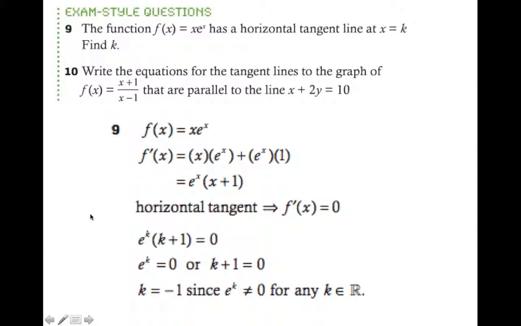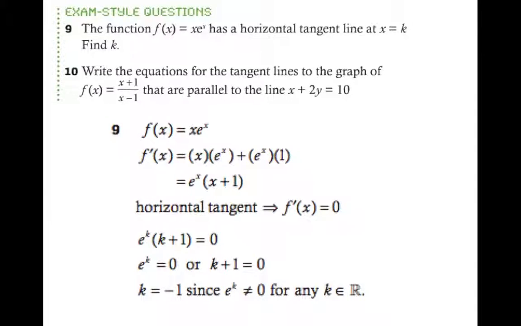It just goes up like that and never touches. So it never equals 0. The y value is never 0. There's an asymptote there. So that one has no solutions, but this one does. k equals -1. So there is our value of k.